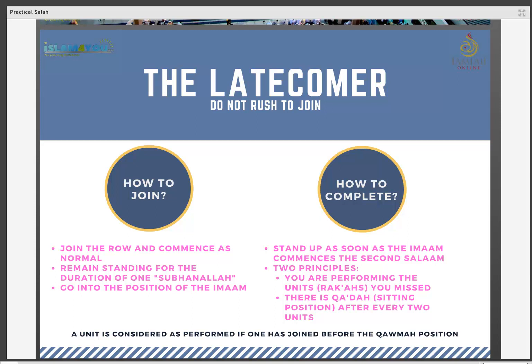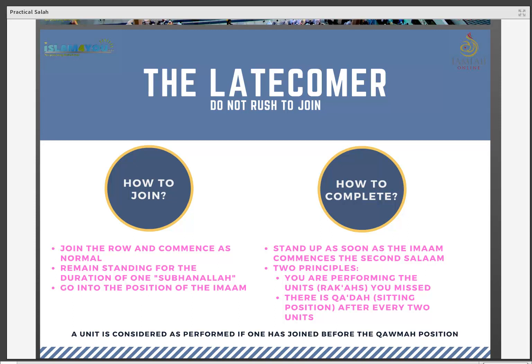Now what happens is, if a person has missed some part of the salah, he will then need to cover it up. If it is a 4 rak'at prayer, and he misses the first one, then after the prayer, he will need to perform the first unit, the first rak'ah which he had missed.